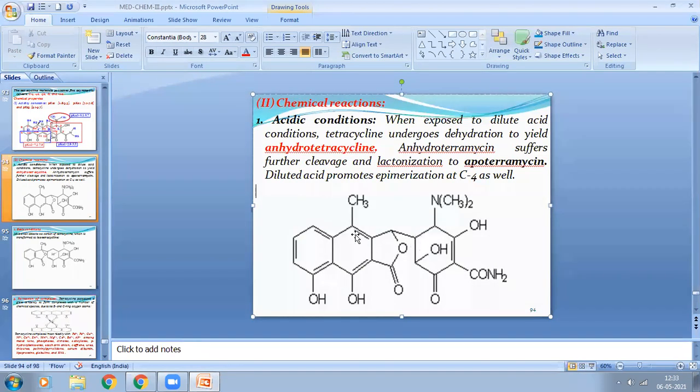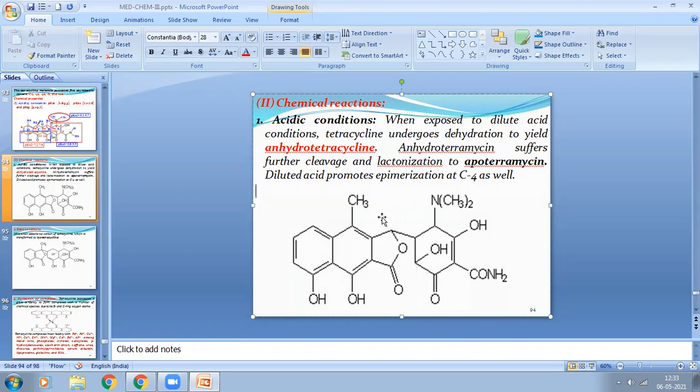If you expose the tetracycline to a dilute acid solution, it undergoes dehydration to give anhydrotetracycline. That anhydrotetracycline or anhydroterramycin further undergoes lactonization to give the apoterramycin or epitetracycline. Apoterramycin is its other name. See, here this undergoes the lactonization.